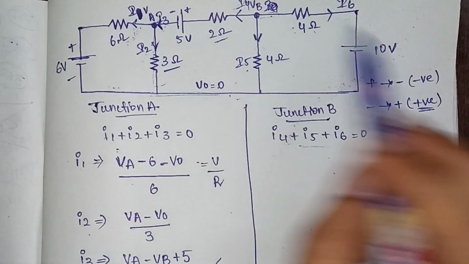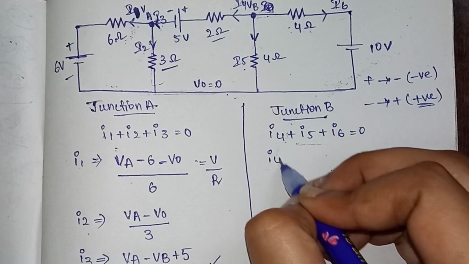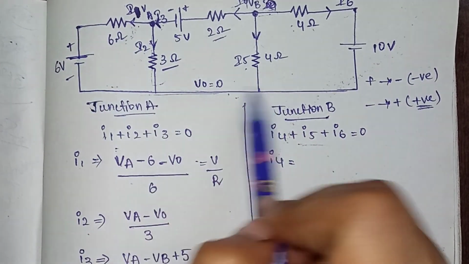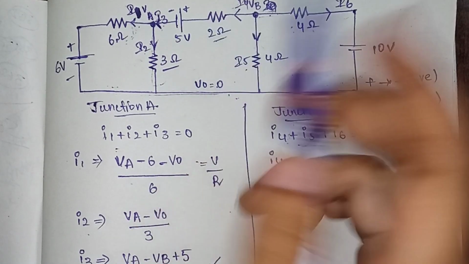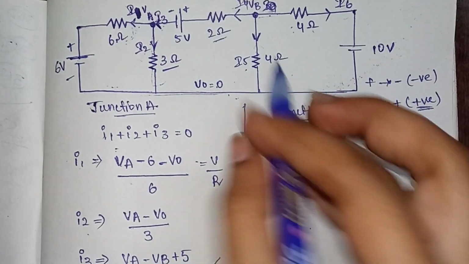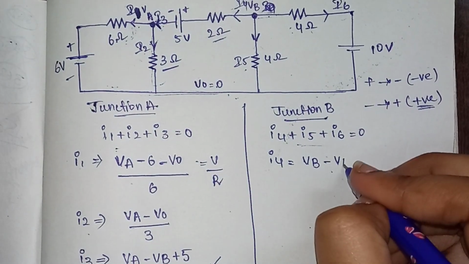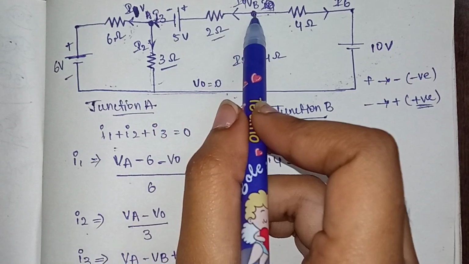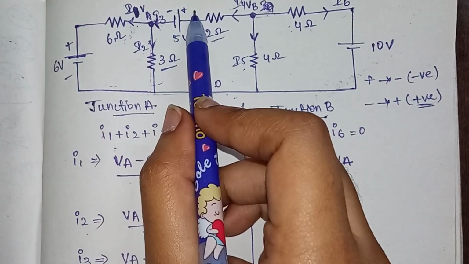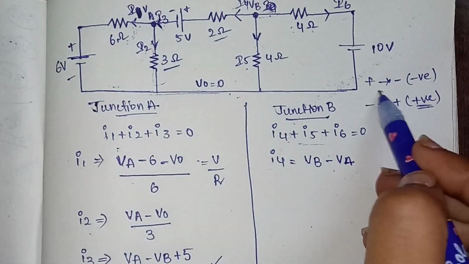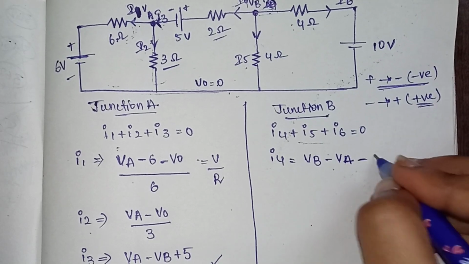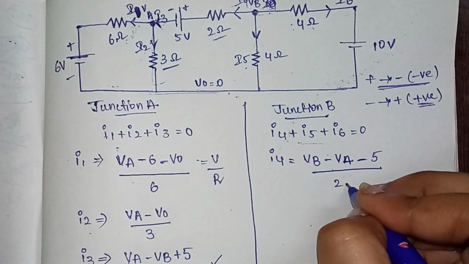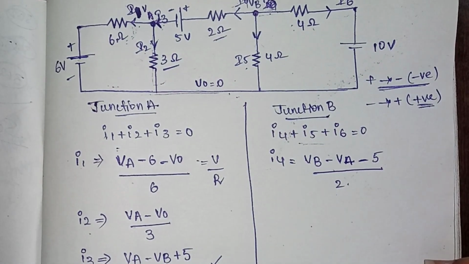Now if we consider for junction B, we need to calculate for I4. So our current I4 is moving from VB to VA and then it is going to V0. So VB will be our higher potential now. So VB, and VA is our lower potential, so it will be minus VA. And here we are having a voltage of 5 volts. So in this direction the current is moving, from positive to negative. If it is from positive to negative, we need to take it as minus 5 by, and what is the resistance we are having here? 2 ohms. So this is our I4 equation.